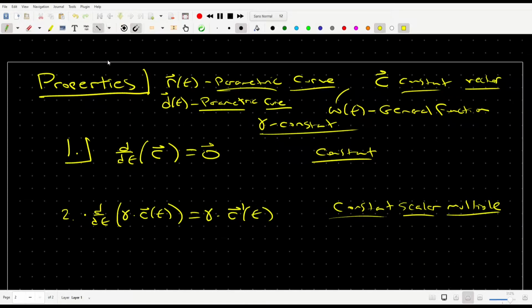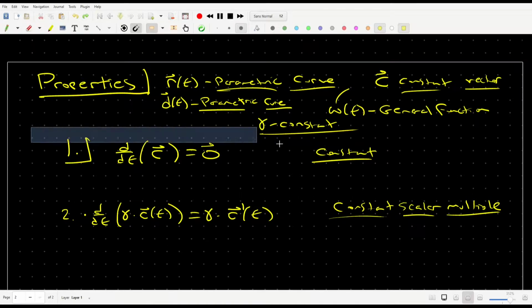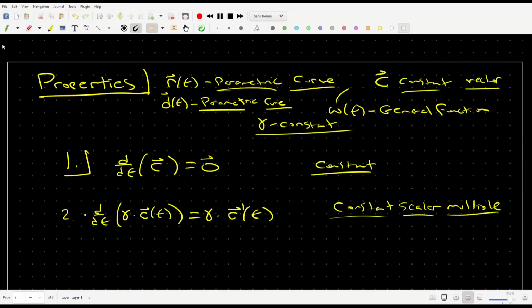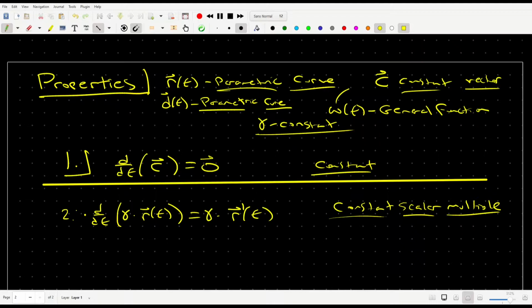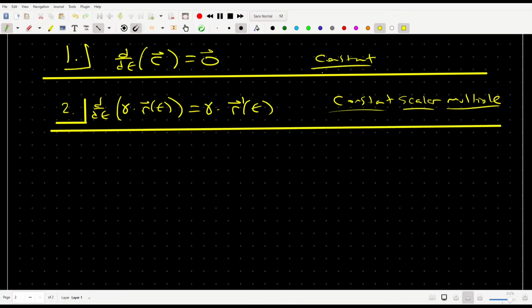So if gamma is a constant, we have to expect that the derivative of the parametric curve gamma times r of t is equal to gamma times r prime of t. All of these are relatively easy to go through and verify. A couple of them are a little bit longer, but I recommend you going through and doing it by hand just to get some practice.